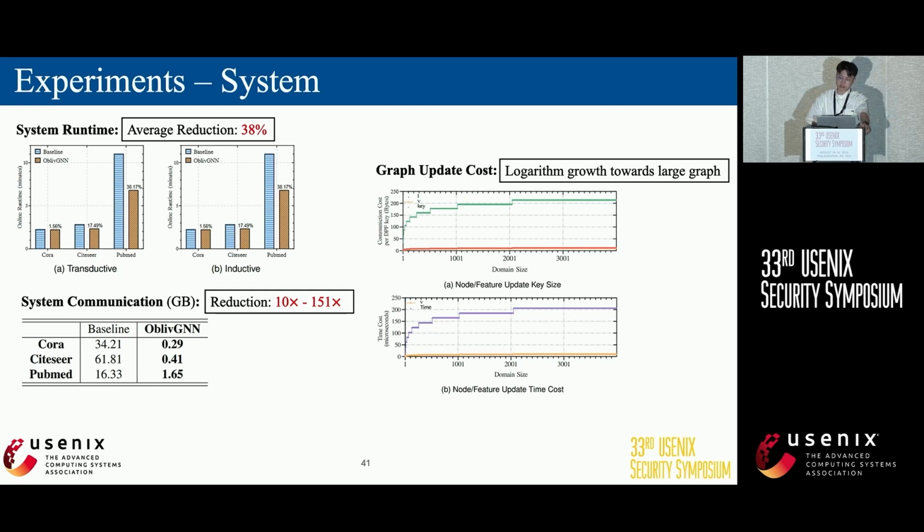Because of the advantage of the linear layer, the larger the graph, the more time can be saved from the matrix multiplication. We also achieved a reduction ranging from 10 to 151 times in the system communication. The advantage comes from the employment of arithmetic FSS instead of Beaver's triples. We also achieved a logarithmic growth towards larger graphs. It is because the key size in the DPF full domain evaluation has a logarithmic growth.